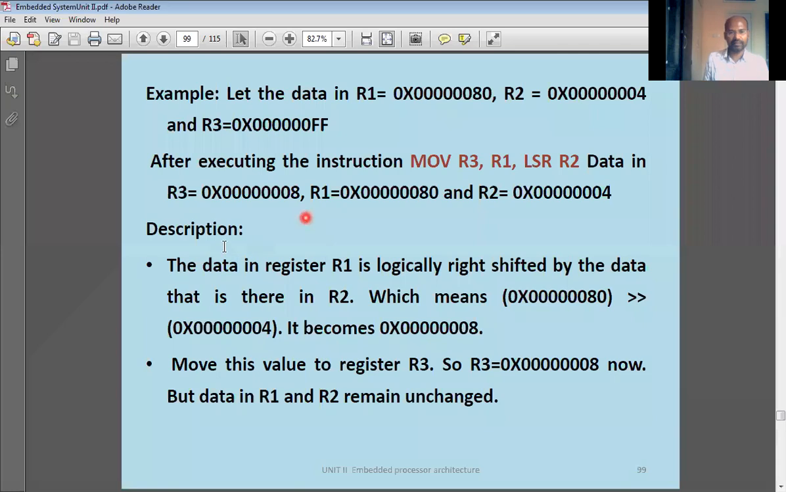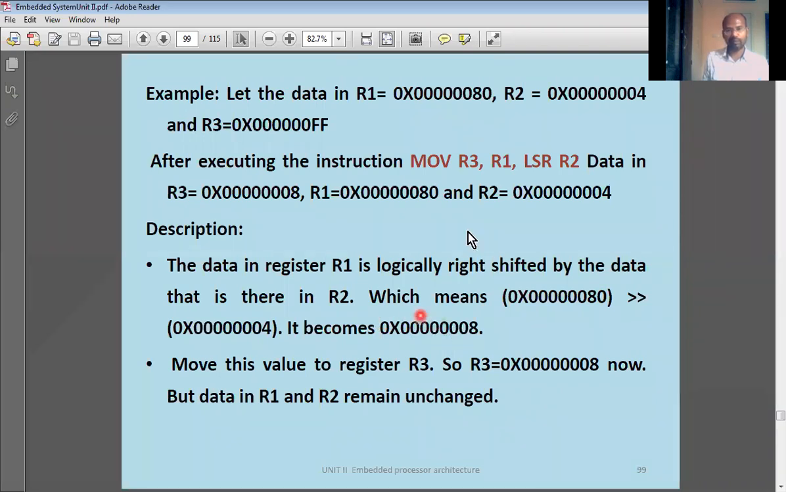Now see the description. The data in register R1 is logically right shifted by the data that is there in R2. How much is there in R2? 4, which means this R1 is right shifted by 4. Think in terms of binary: 0, 0, 0, 0, 0, 1, 0, 1, 0 like this. So this entire 4 bits will be right shifted. After that, this is what results.